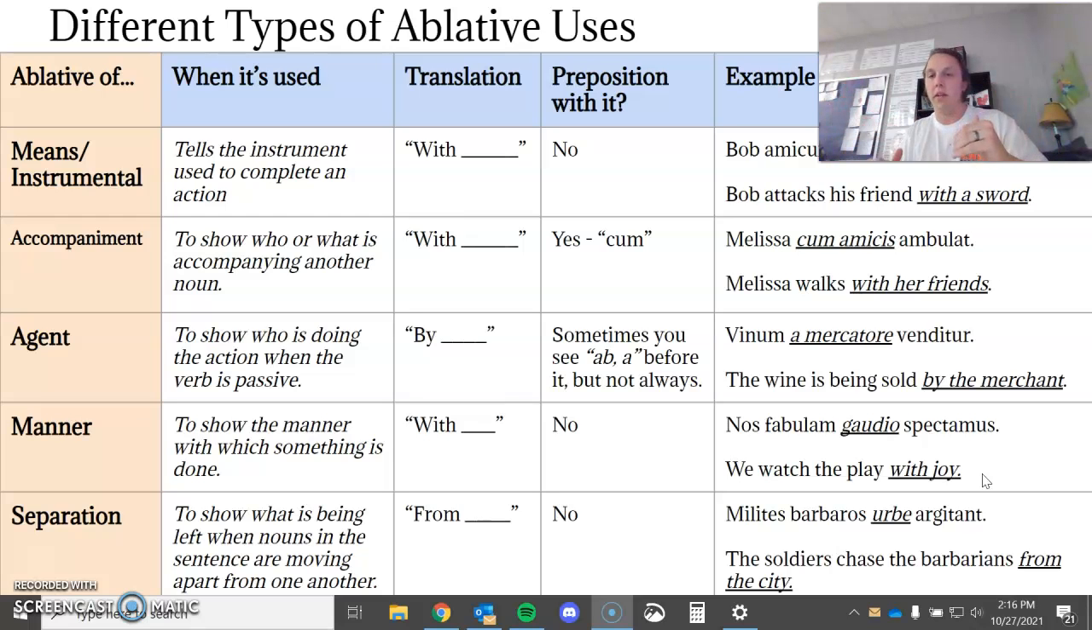We can tell from the context of this sentence, since the soldiers are chasing the barbarians, they're probably trying to get them out of there, right? That would be a good guess. Once again, in could be another one that would make sense, and I would accept it. But I'd probably point out that actually this is an ablative of separation. And as you practice, your brain kind of starts to figure it out.